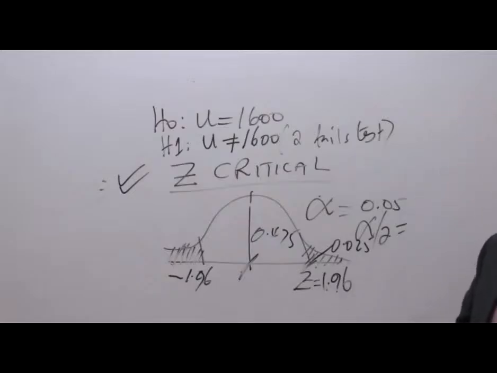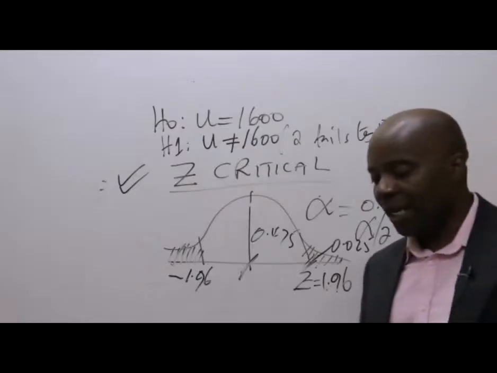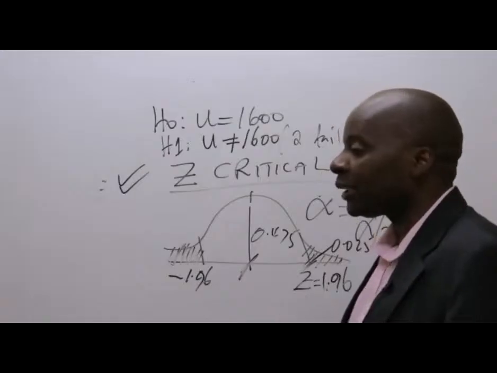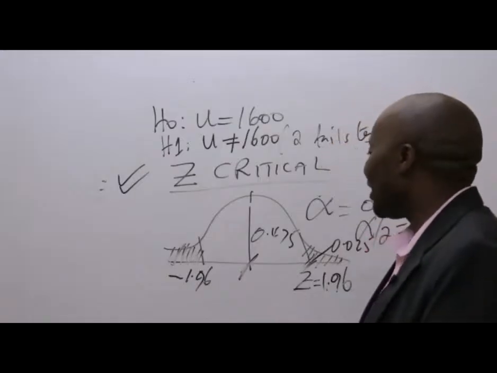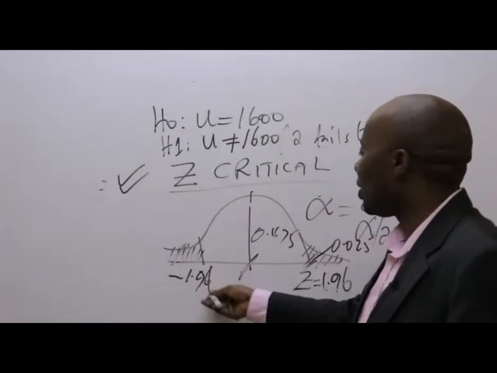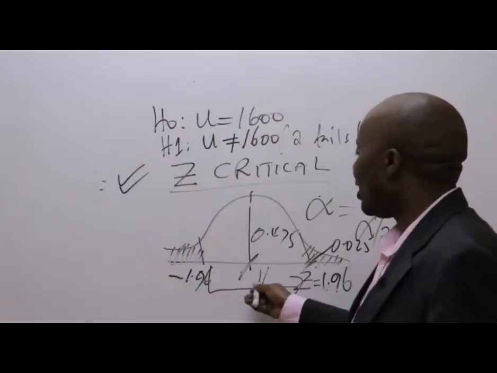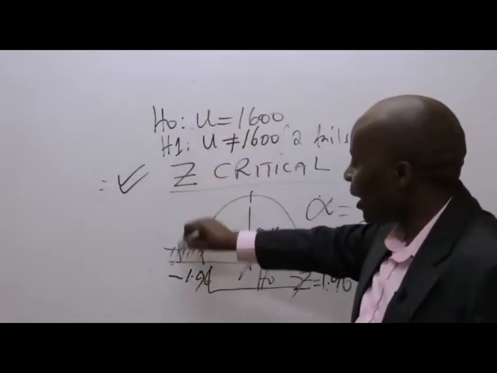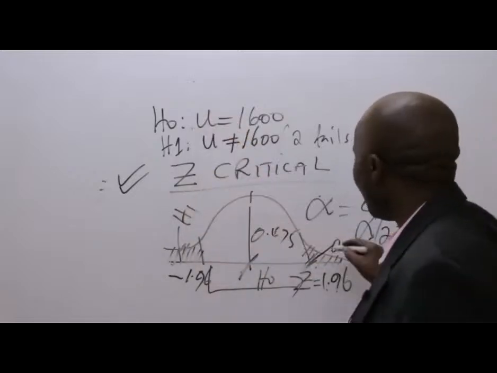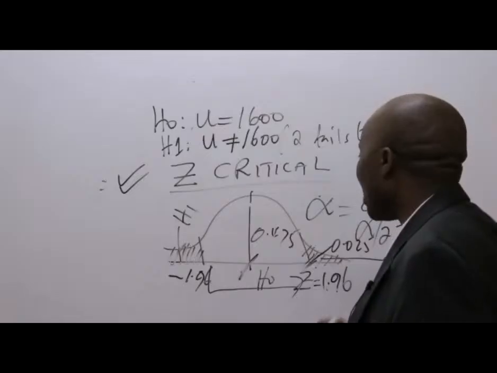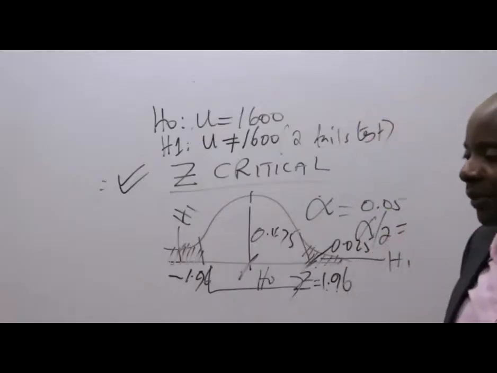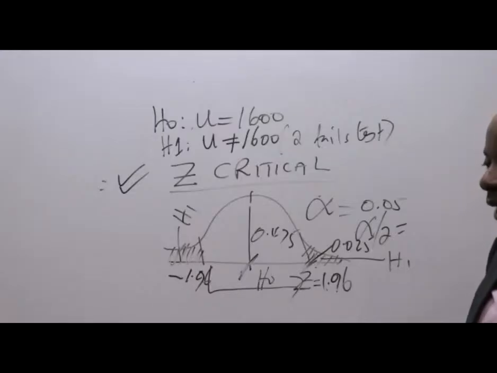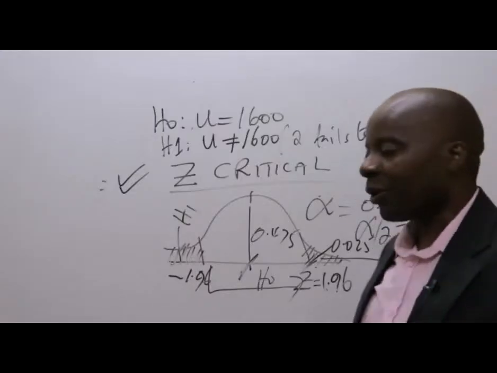So now you need to move to the last area. The last area is quite a nice area. Or rather, before I go to the last area, I want you to indicate there that this unshaded region is the H0 region. The shaded ones, these are the H1 regions. Okay, so how do we get this 0.475?